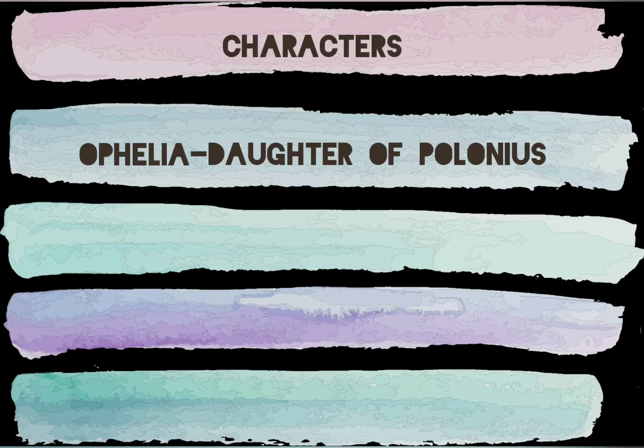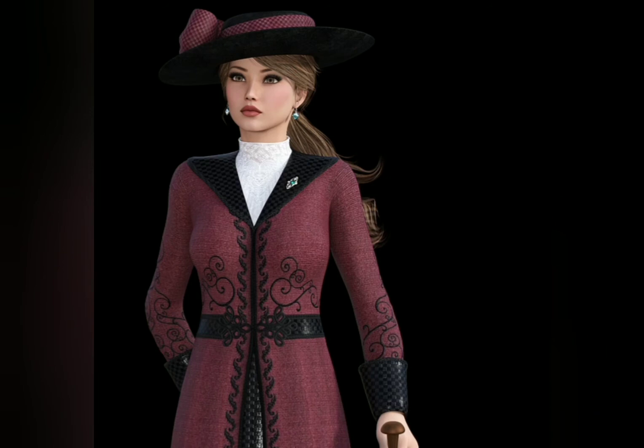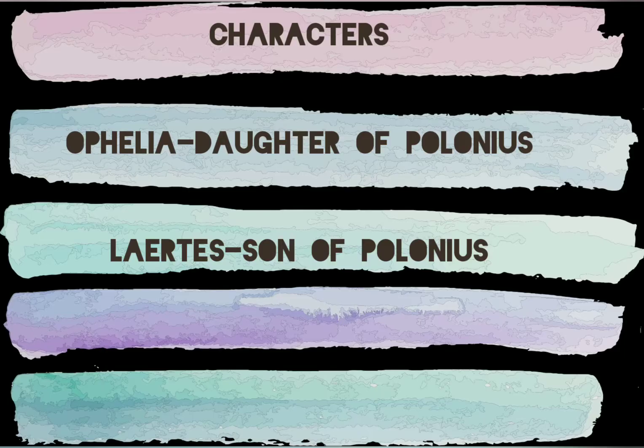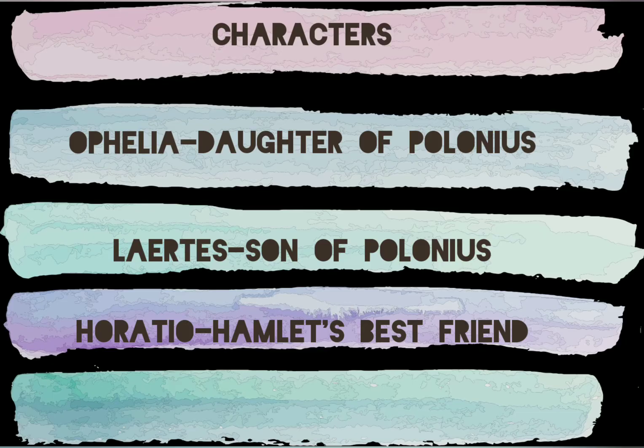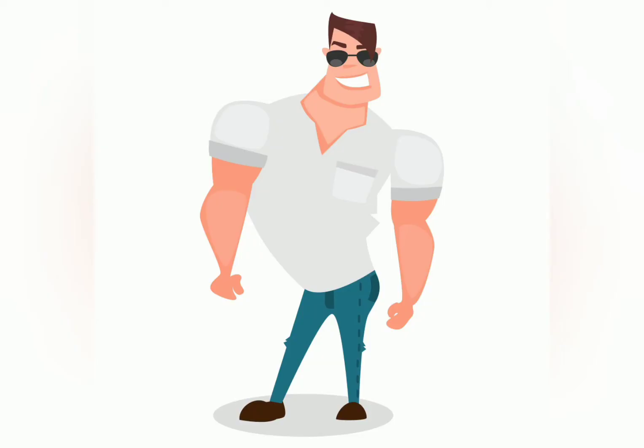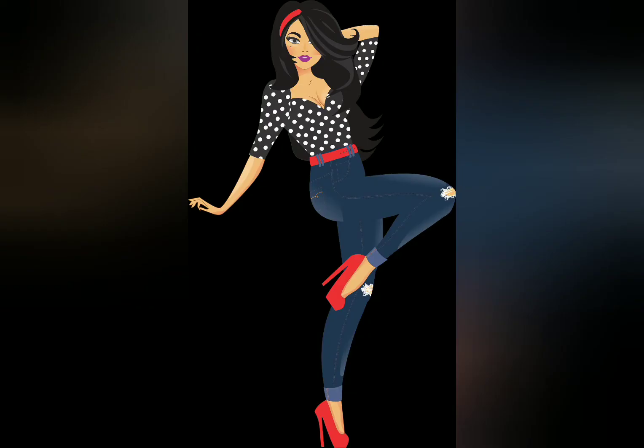And next comes Ophelia. She is daughter of Polonius and Hamlet's love. And Laertes, he is son of Polonius, and he looks like this. And finally, Horatio, Hamlet's best friend. And Gertrude is ready, and tell me in the comment section how she looks.